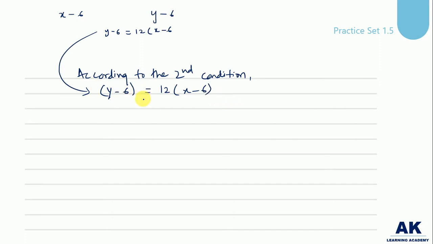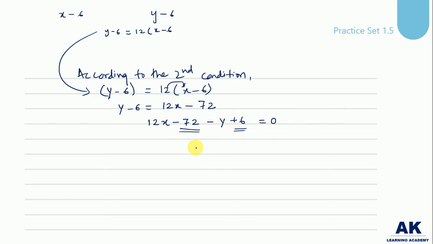Now if I multiply y minus 6 is equal to 12 into x, what is it? 12x minus 12 into 6 is what? It is 72. Okay, so 12x minus 72 minus y, and minus 6 becomes plus 6 is equal to 0, right? So 12x minus 72 minus y plus 6. So minus 72 plus 6 is what?